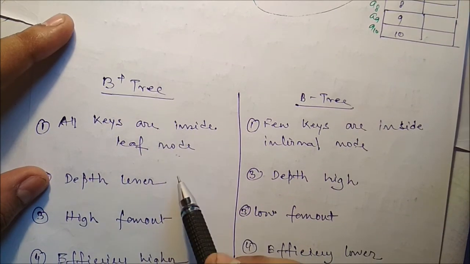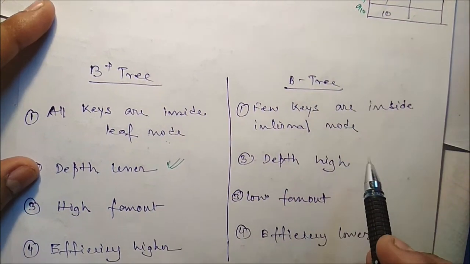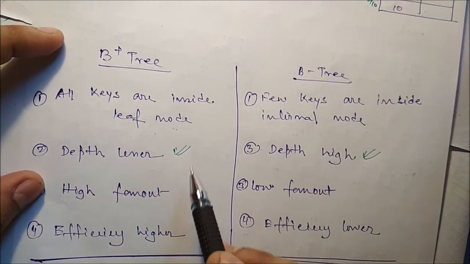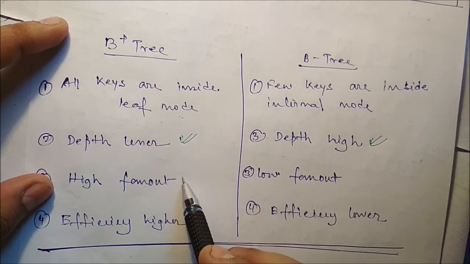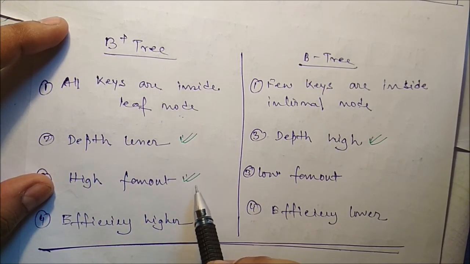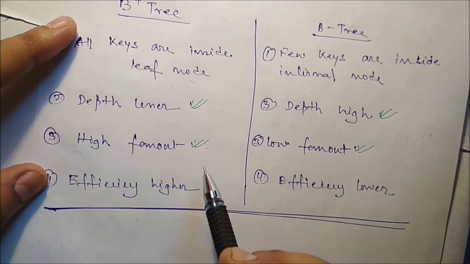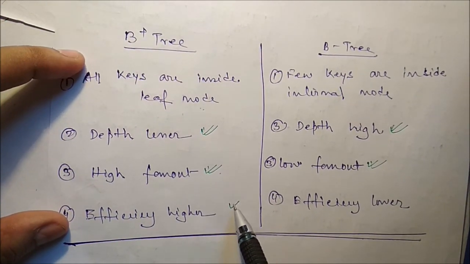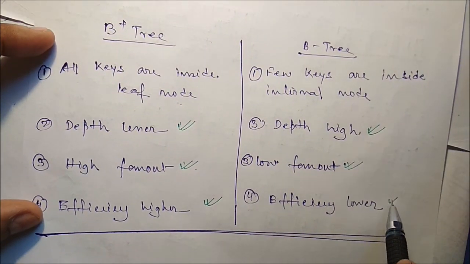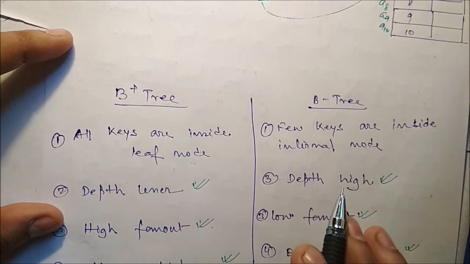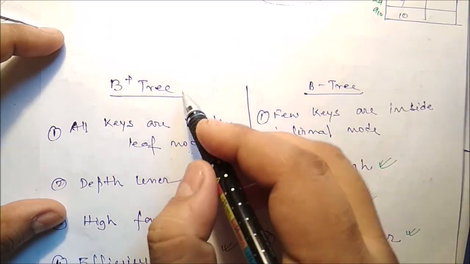Now B plus tree depth is lesser, but in B tree depth is high. So B plus tree has high fan out, meaning the number of pointers is more, while B tree has low fan out. B plus tree efficiency is higher, but B tree efficiency is low. So generally, to implement indexing, we use B plus tree.